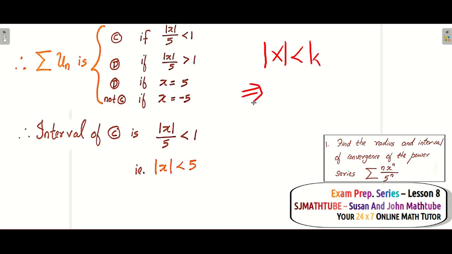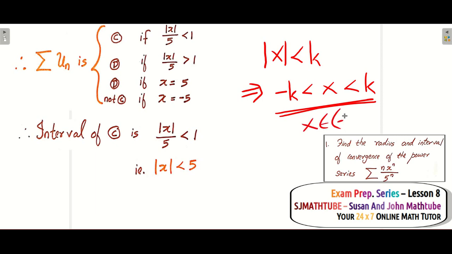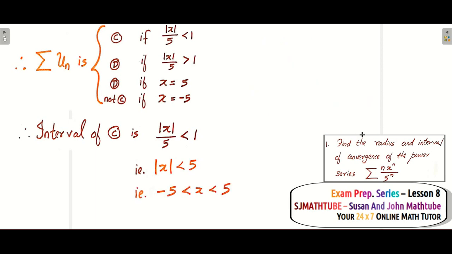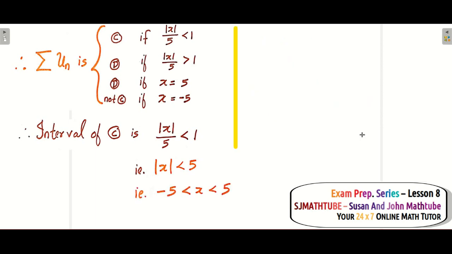This implies x will be between minus k and plus k. And also this is called an open interval, so you can write minus k comma k. So there it goes, and that's it.